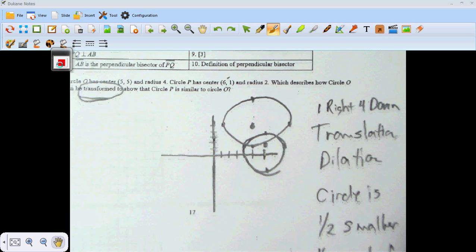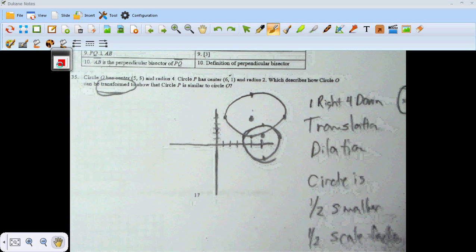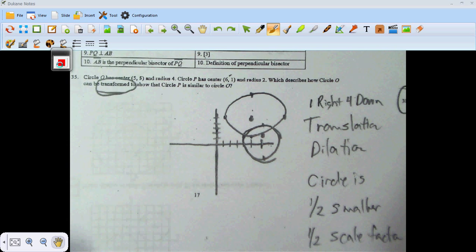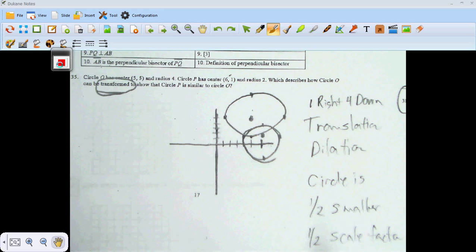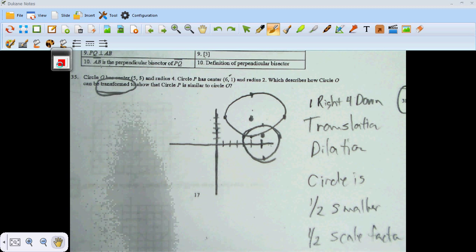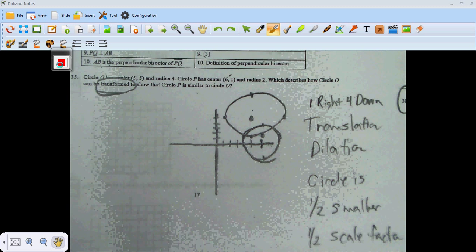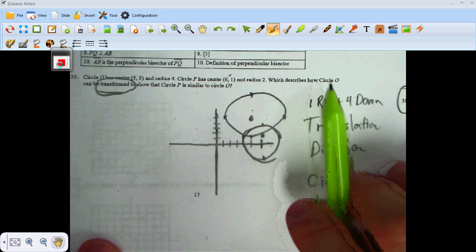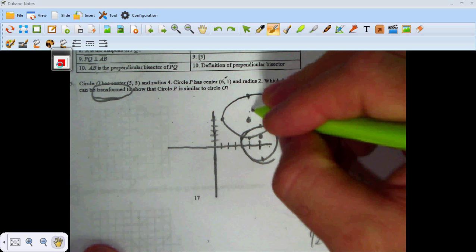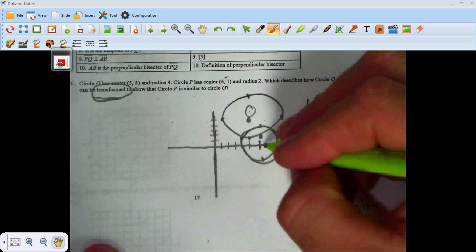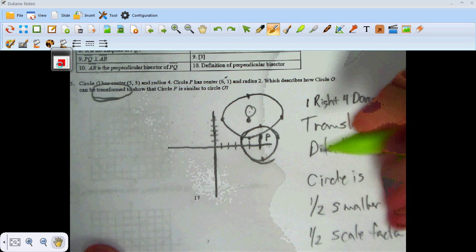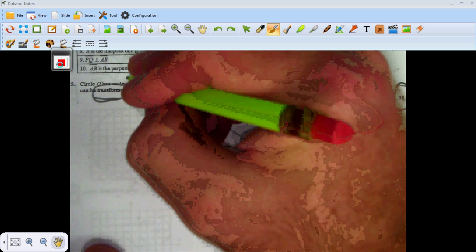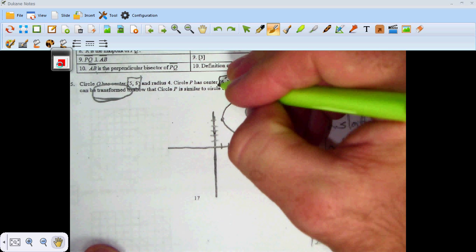Okay, I've already written down your number 35. Now 35 is just like 33, and just like others that we've worked, talking about moving these circles, not just moving them, but also changing their overall size. So they want to know which describes how circle O, which is the bigger one, be transformed to circle P, which is the smaller one. So first we're going to look at how it moved. It went from 5-5 to 6-1.